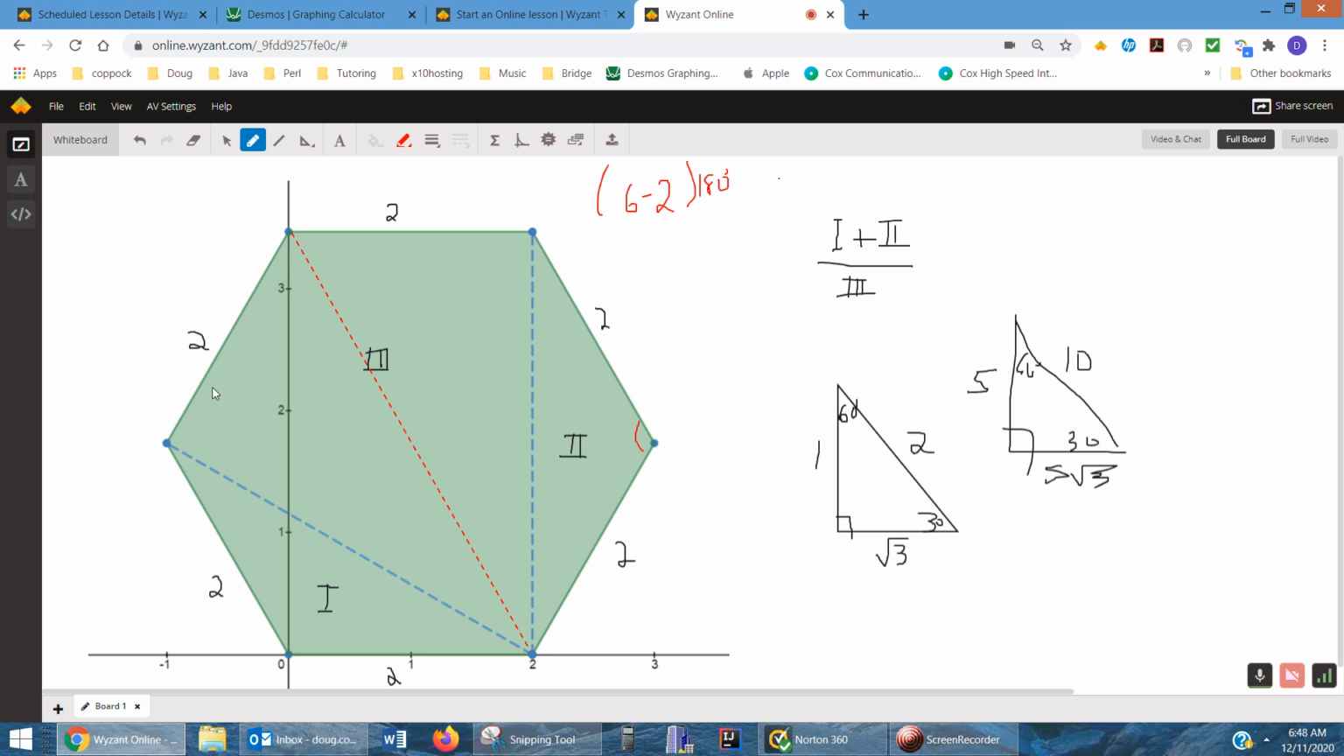1, 2, 3, 4, 5, 6. So 4 times 180 is 720. Now in a regular polygon, all these angles at each vertex are equal. So in this case, if I divide by 6, I find that each interior angle of a regular hexagon is always 120. So this angle right here is 120 degrees.